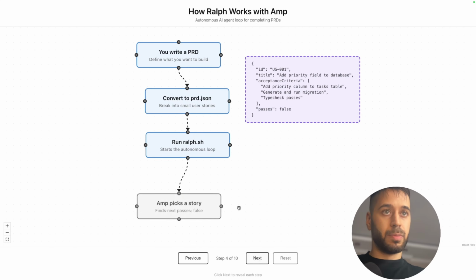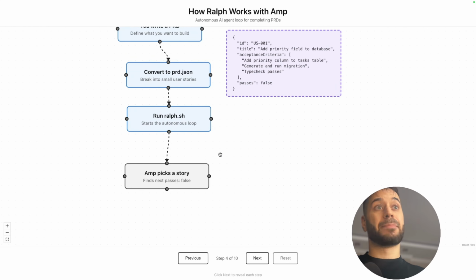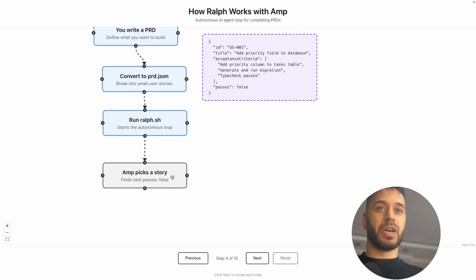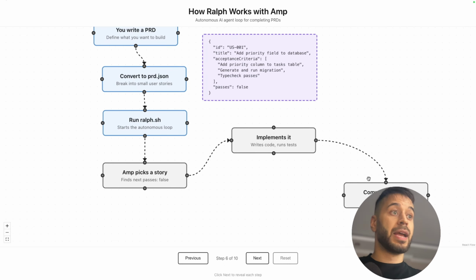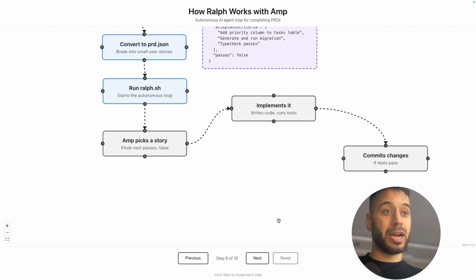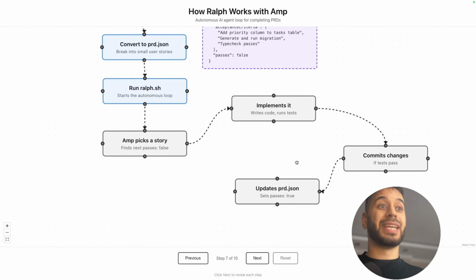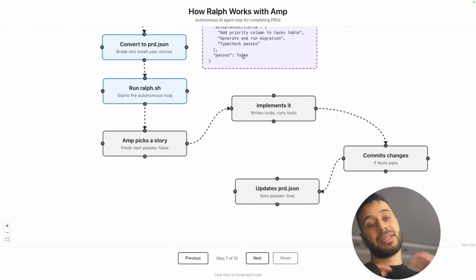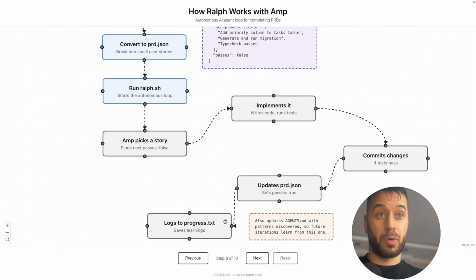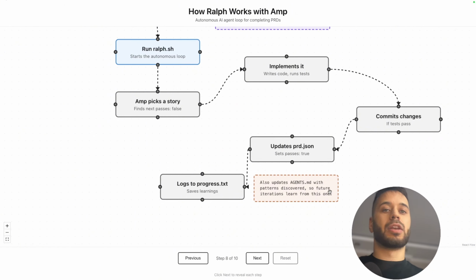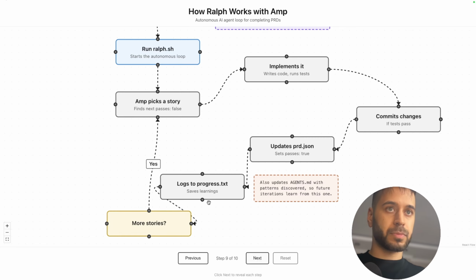We run this loop. The first thing that happens is that it's going to pick a story that needs to be done, and then we implement it. So it writes the code for it, it runs the tests for it, and then it commits the changes to the branch. And then after that, it's going to update the PRD JSON, to set the pass to true, meaning this user story, this task has been completed. Also, we log the progress to the progress.txt file. Basically it's going to learn from its mistakes, or discover patterns that will enable it to improve for the upcoming iterations.